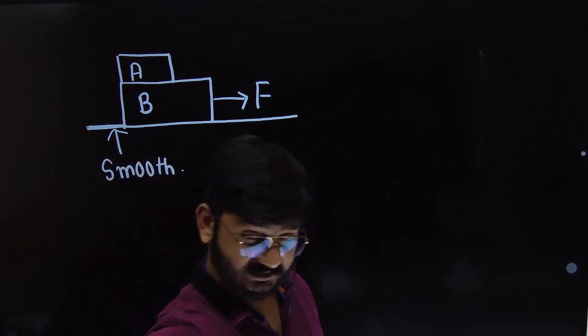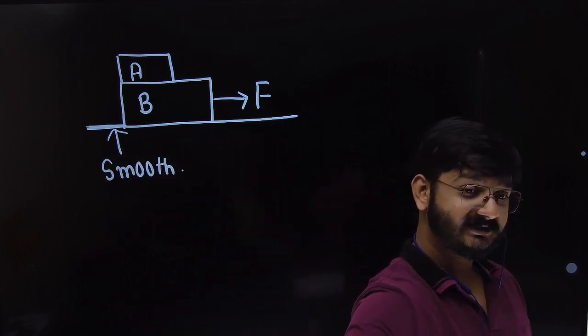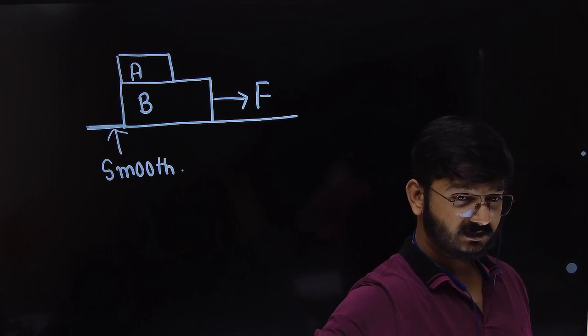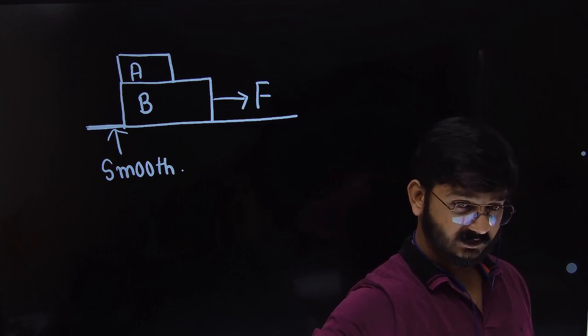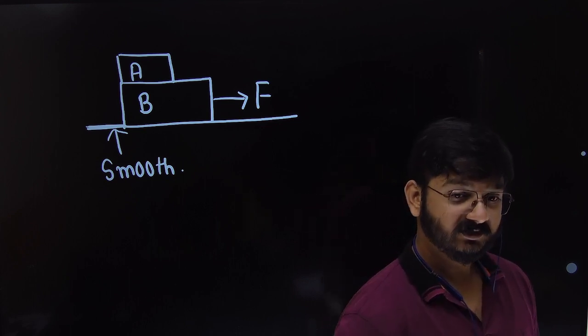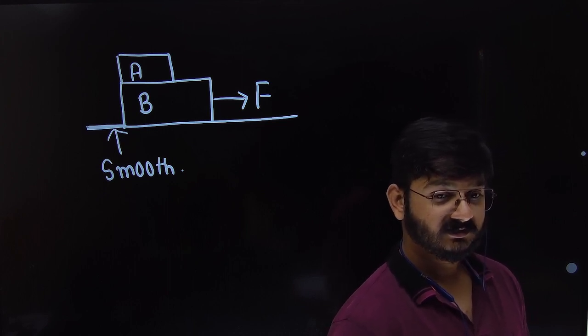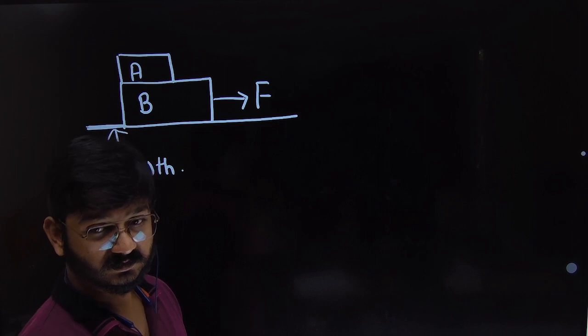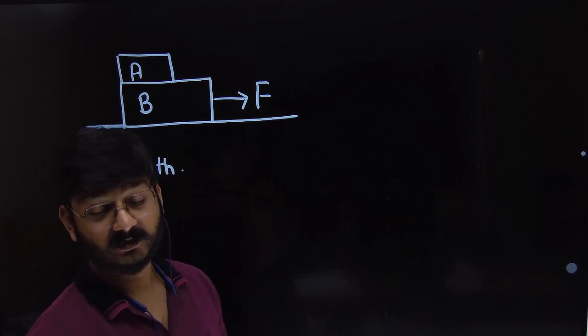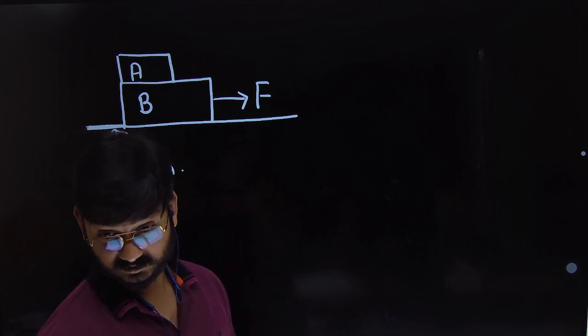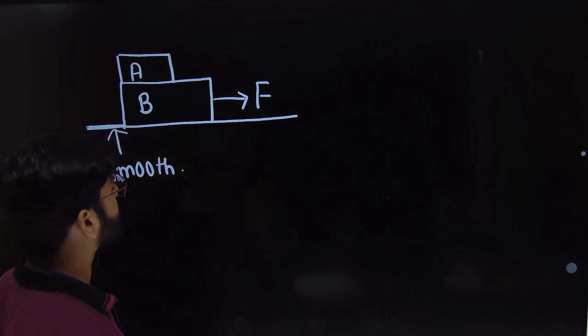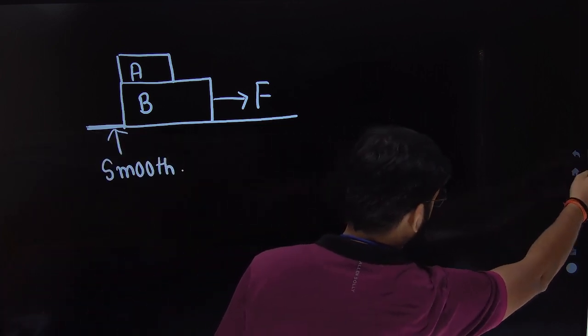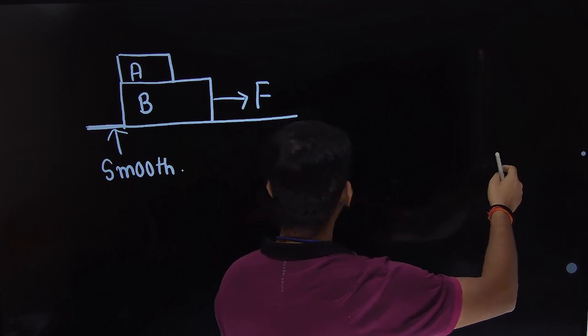If you just see your calculation, on the right hand side you have written mu into N, correct? Which is force. On the left hand side, what you have written is acceleration. You have equated acceleration with force. There will be mass also there on the left hand side. You missed mass. Okay. Any values for F?